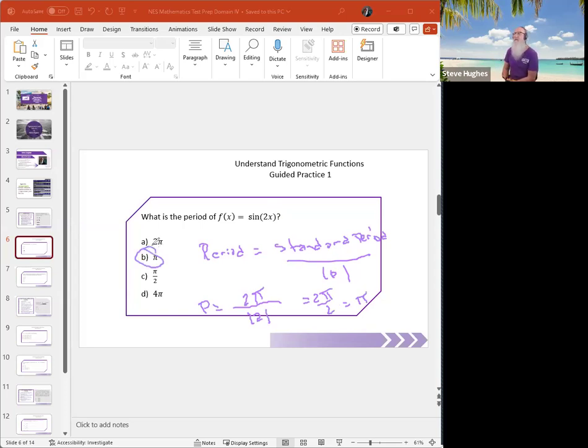So the formula, everybody, is period equals standard period over b, right? For sine, it's 2 pi. Be careful, right? For the trig function you're using, be careful for the period given for that particular trig function. All right, very good. We're going to keep moving on.